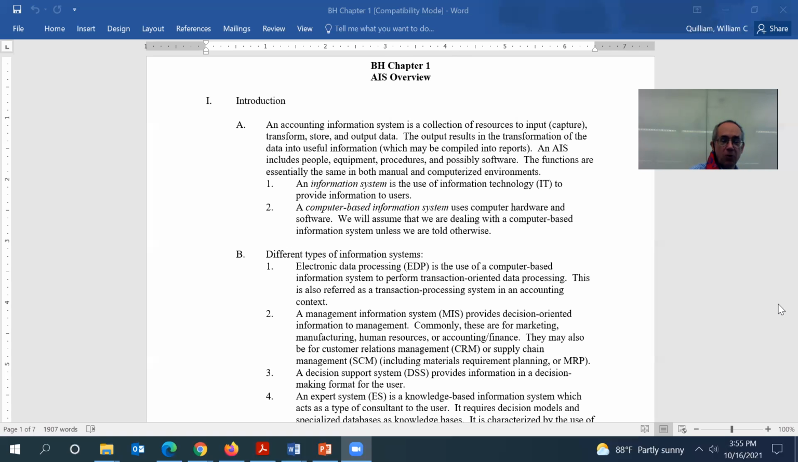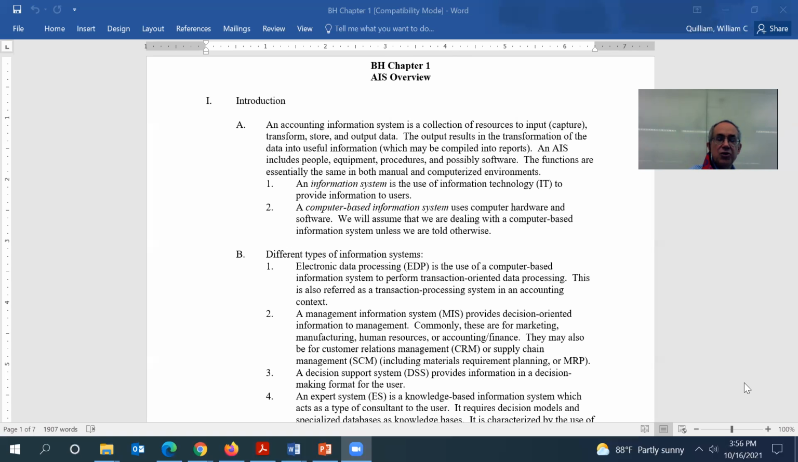Then a decision support system, DSS. And no, you won't have to know these acronyms for the CPA exam, please. But it provides information in a decision-making format for the user, to help that user make a decision. A decision support system is a little more sophisticated. Then, more sophisticated still is an expert system.